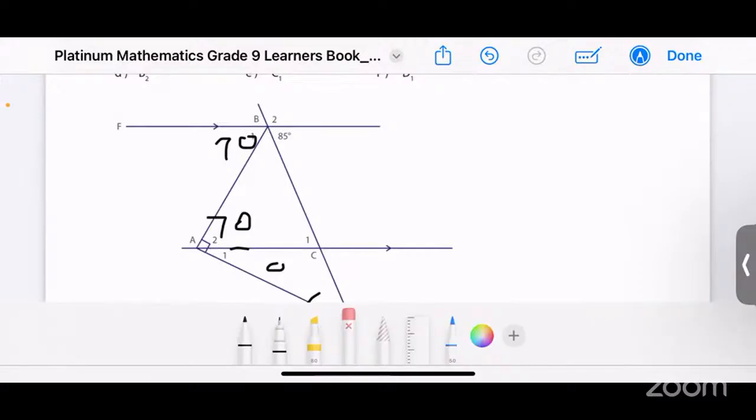Now we move to the next angle. We are now saying 180 minus 85 for us to get B2. 180 minus 85, we got what? 95. Here, 95.